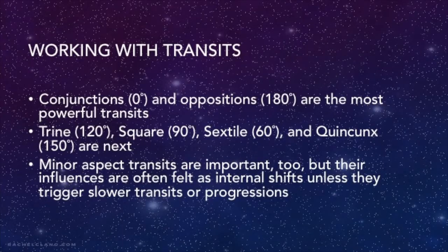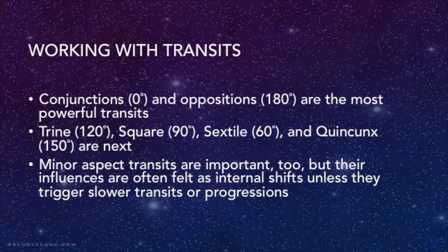When you're working with transits, conjunctions and oppositions are the most powerful transits. Conjunctions being 0 degrees, so it looks like the transiting planet is almost exactly at the same degree as the natal planet. Oppositions are 180 degrees. So the transiting planet is opposite, 180 degrees away from the natal planet.